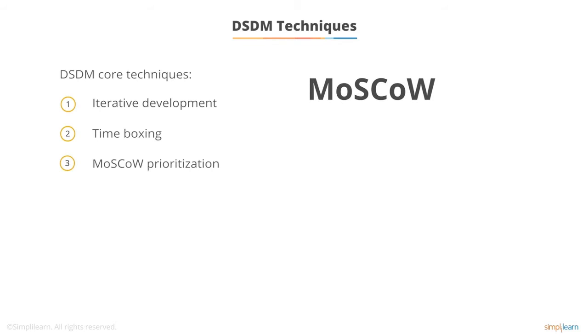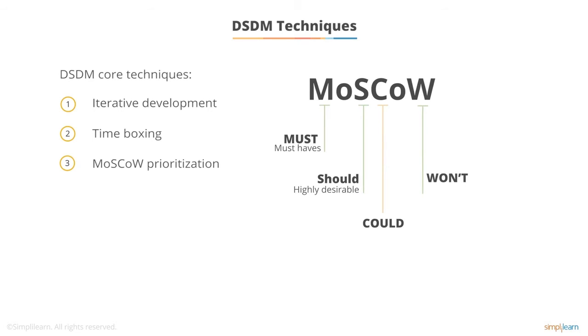MoSCoW prioritization, where M stands for must, S stands for should, C stands for could, and W stands for won't. The items in the product backlog are prioritized where M's are the must-haves, S's are the shoulds and are highly desirable, C's are those things that would be nice to have, and the W's are the won't items. Those are the things that do not add value and should not be developed.